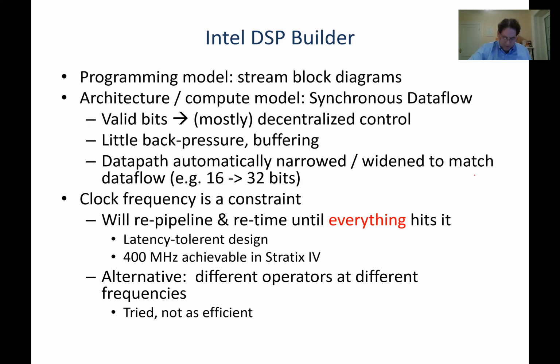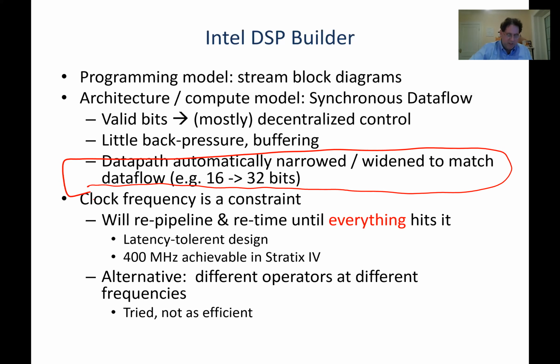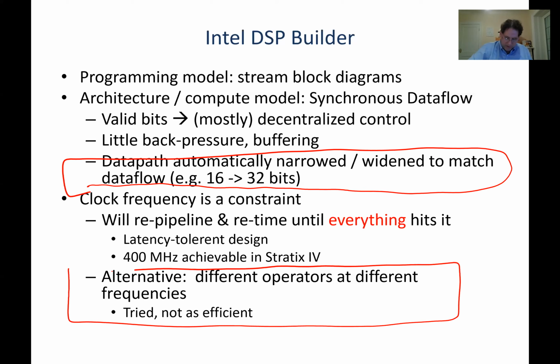This tool is interesting because they actually built it two different ways. The first way they built it did not do this trick of keeping the clock frequency the same and just widening and narrowing the data path to get more data. The first version that Altera built actually did have different operations at different frequencies. That's how they made sure that the data rates all matched. And it wasn't as efficient. You needed clock domain crossing circuitry that added latency and complexity and so on. So it did turn out that it was more efficient to do things this way. Try to keep everything on the same clock domain, use valid bits, and just widen and narrow the data path.